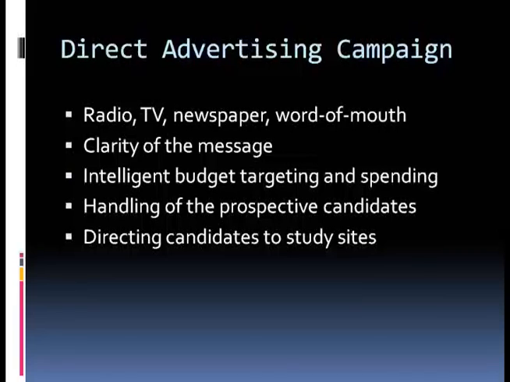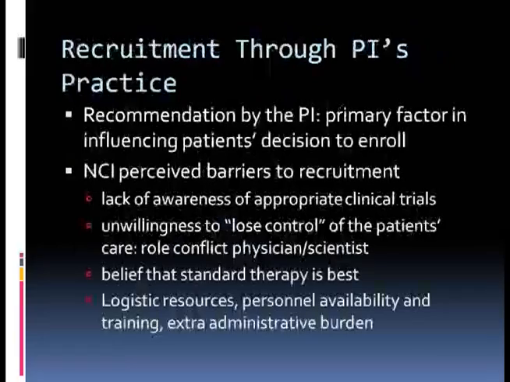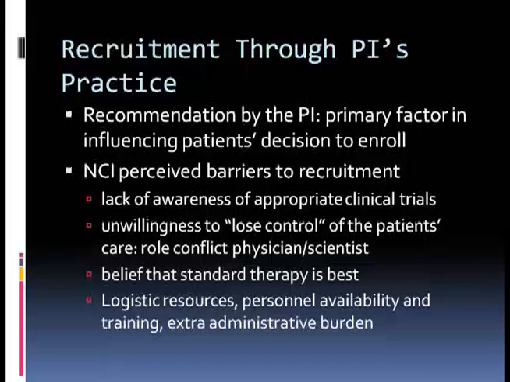Advertising: the clarity of the message probably is not so easy to convey in a 30-second advertisement. You have to really see how you spend your budget, and also, in general, not necessarily in pulmonary hypertension, how you handle the prospective candidates. Once someone responds, how you manage to get them to a site and to informed consent, because as we've seen, you can fail there too. When we are recruiting in tertiary referral centers, the primary factor influencing patients' decision to enroll is the recommendation by the PI. They take you and your advice seriously.